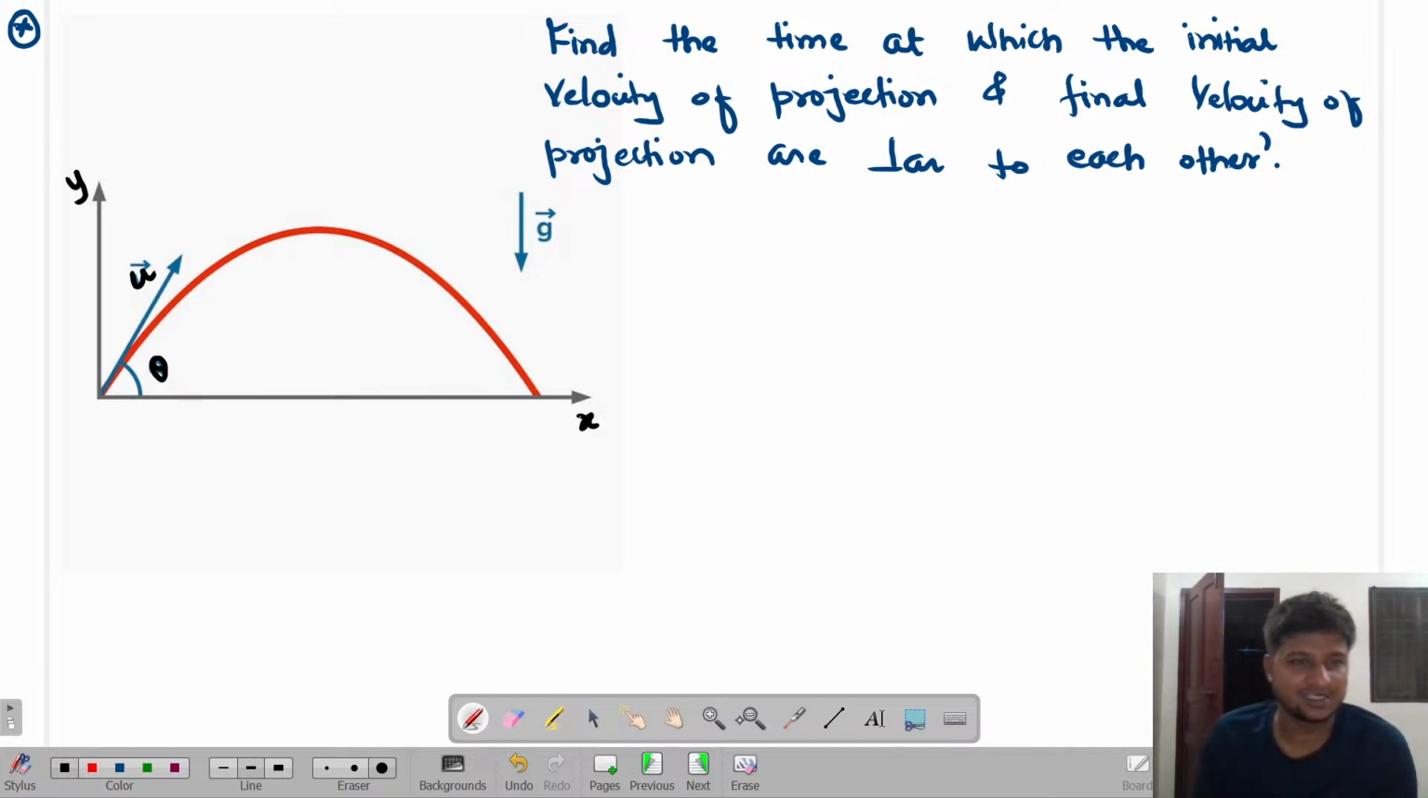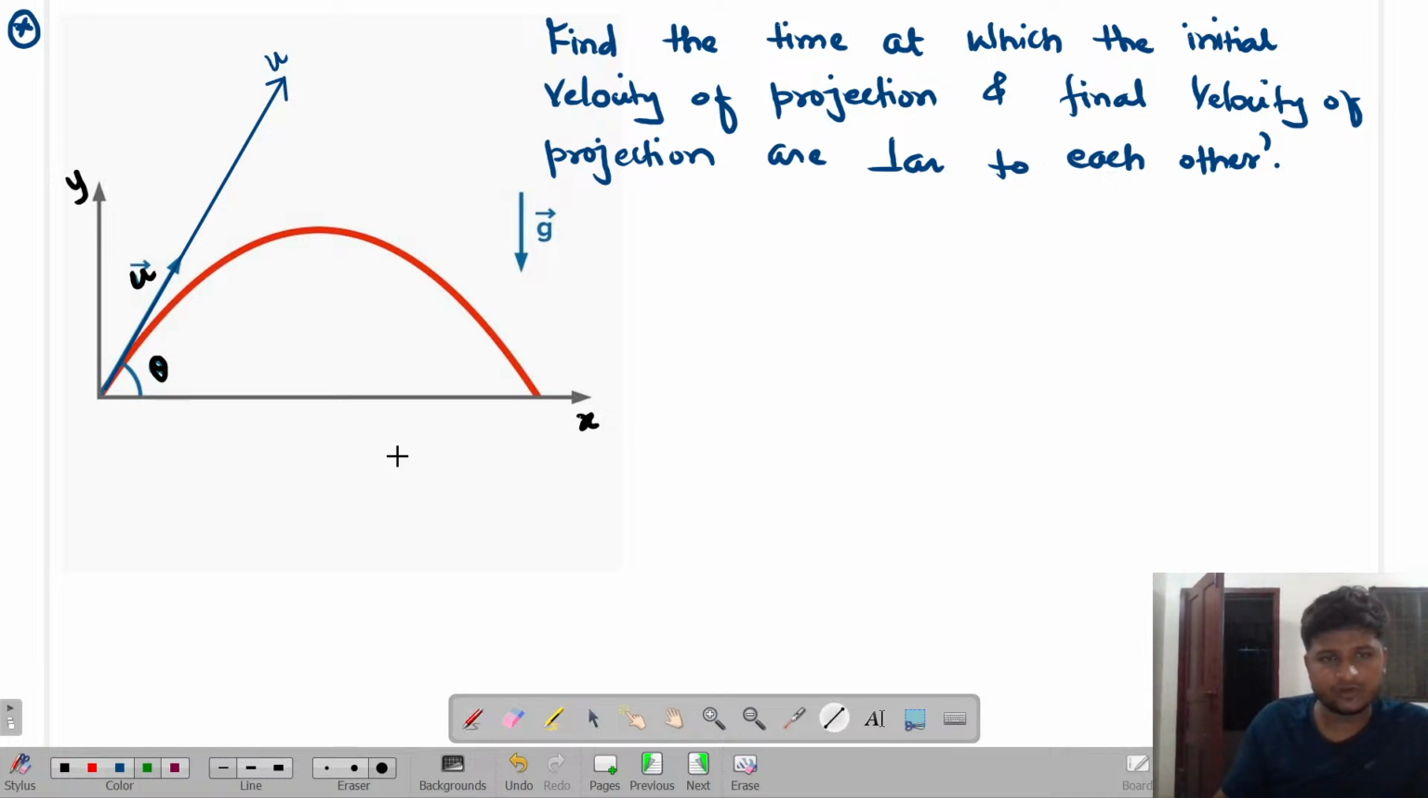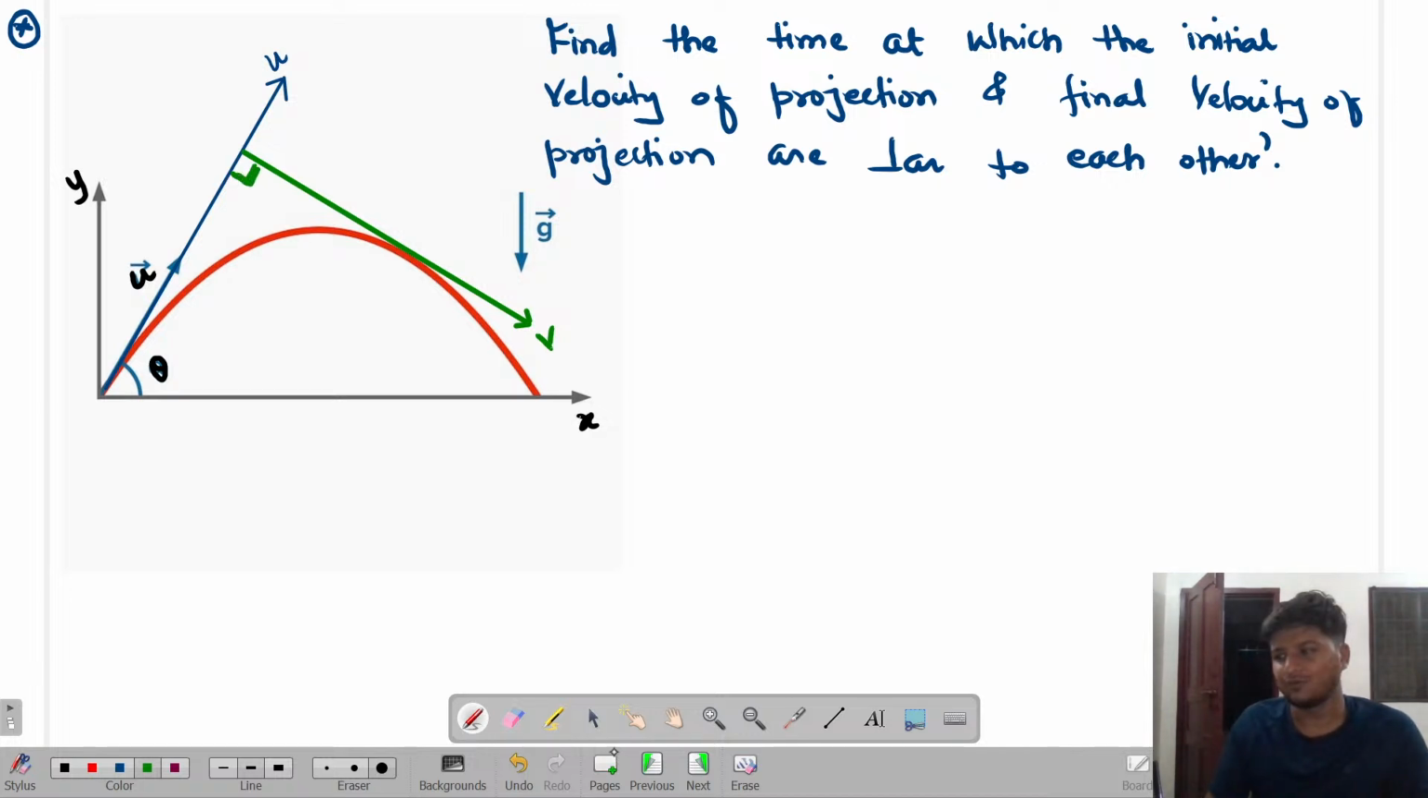So let us have a quick understanding of it. I asked you, at any time, whenever is the time, find the point where initial velocity of the particle is perpendicular to the final velocity. This is my initial velocity direction. Let's suppose somewhere over here in this whole path, the final velocity is perpendicular. Basically, this will be the diagram. This is my final velocity, which is perpendicular to the initial velocity.